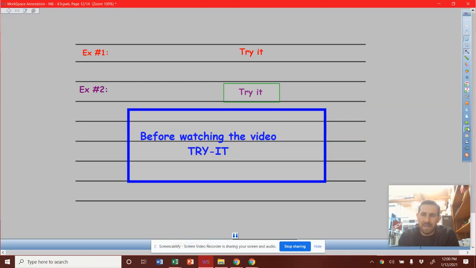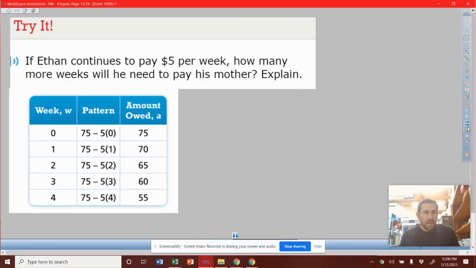Let's jump into try it now. So if Ethan continues to pay his $5 per week, how many more weeks will he need to pay his mother? Okay, so what's happening here is we already built an equation, right? 75 minus $5 is what he's taking away, and that's the amount that he owes his mother. So here we're saying how many weeks will it take for him to pay his mother? Well, once he pays his mother, how much money will he owe her?